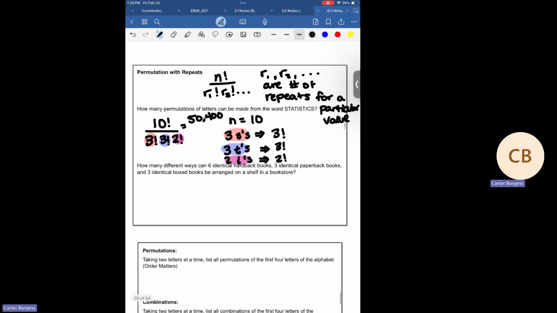Okay, let's take a stab at a second example here, looking for the number of different ways to arrange different types of books on a bookshelf in a bookstore. So we've got 6 hardbacks that are the same, 3 paperbacks that are the same, and then 3 boxed books that are the same. How many total books am I trying to line up on the shelf? 6 plus 3. Yep, you got it. 12 books total, which means how many total arrangements of books are there before I start thinking about repetition? 12 factorial ways to just line up the books. What do I have to do to this 12 factorial?